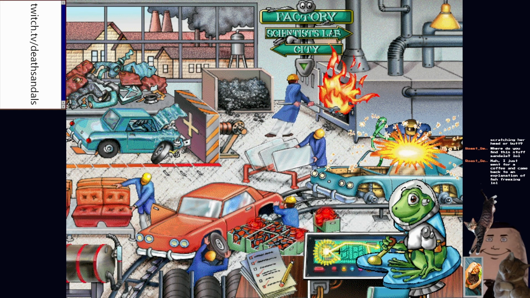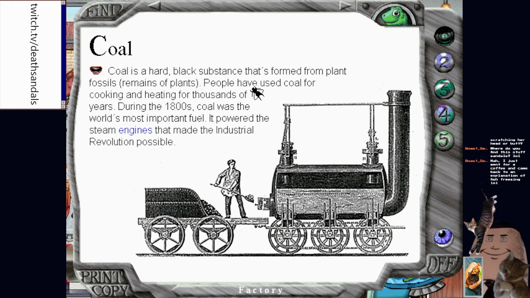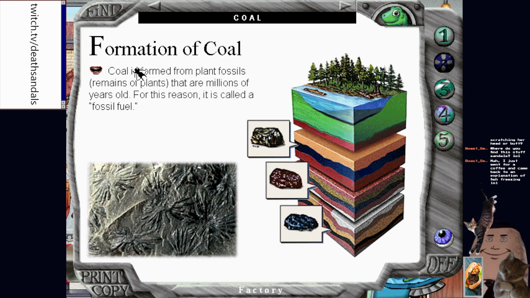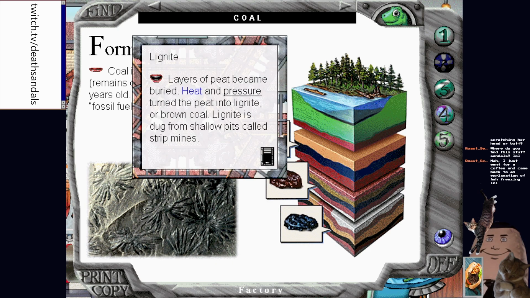What about coal? Coal is a hard black substance that's formed from plant fossils. Alright, Industrial Revolution. Formation of coal. Coal is formed from plant fossils, remains of plants that are millions of years old. Okay, it's showing the remains of the plant slowly dried out. A lot of it's down to pressure.